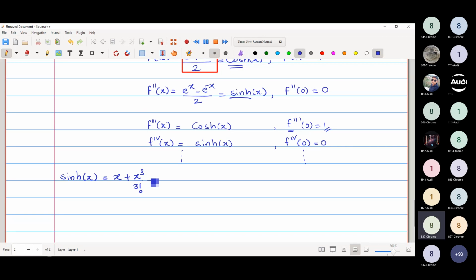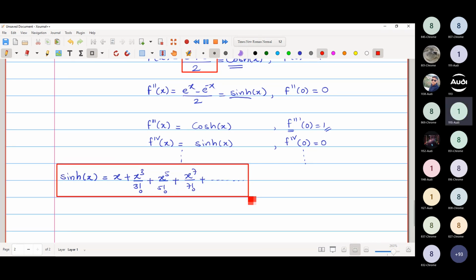Plus x to the power 5 upon 5 factorial. What is the next term? Plus x raised to 7 upon 7 factorial. What is your conclusion here? Odd powers of x. And what is the second thing? No sign change. All positive.